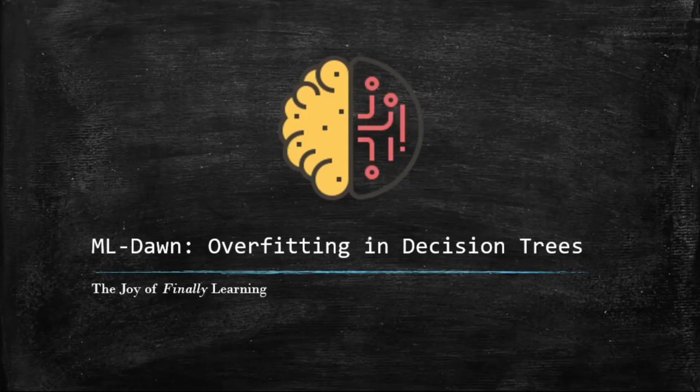Overfitting, overfitting, overfitting. That is indeed a curse. For any machine learning algorithm, including decision trees, that is indeed a problem that we want to learn how to fix.